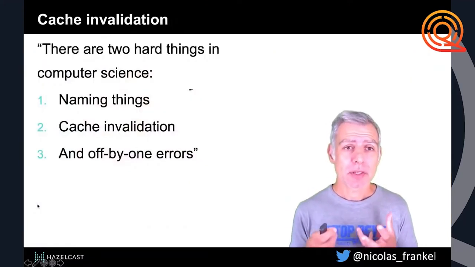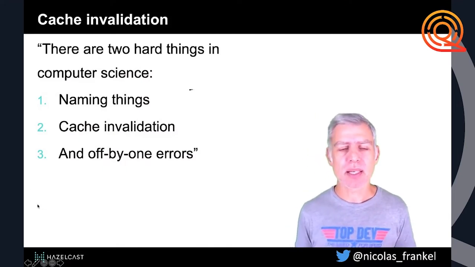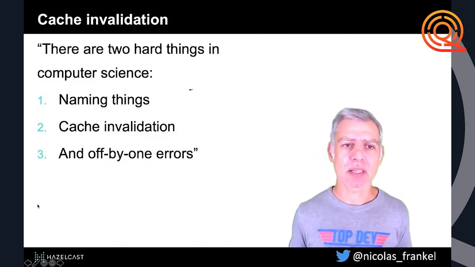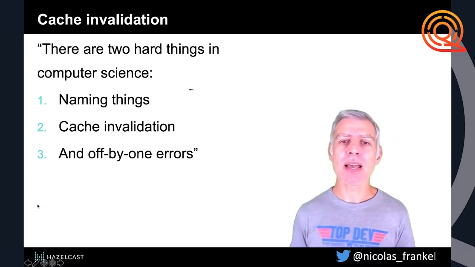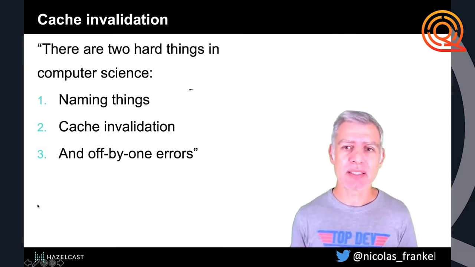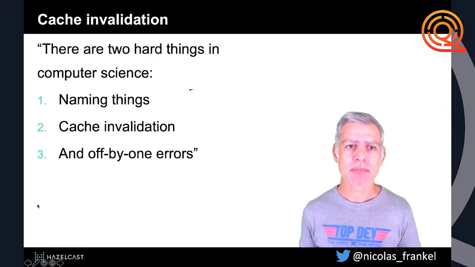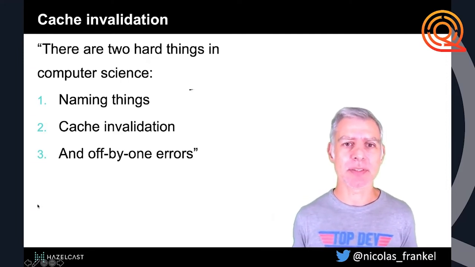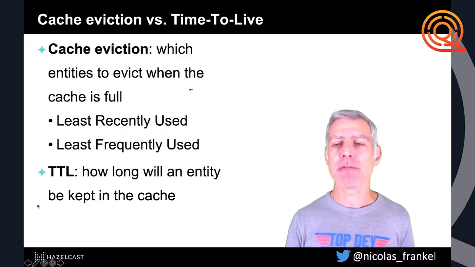And you might have come upon this quote that there are two hard things in computer science: naming things, cache invalidation, and also off-by-one errors. And one of the ways to keep the cache in sync is cache invalidation. And I need to, let's say, define some semantics. You might also have heard about cache eviction.